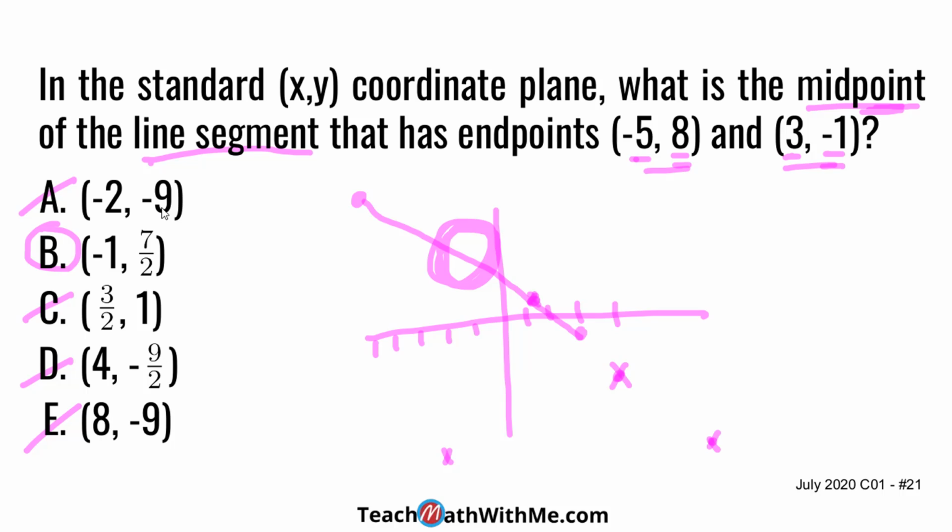So really the only one that could possibly make sense is the point -1, 7/2, which is 3.5. That would be, it's going to be up here. And so that again confirms that B is our answer choice. And that just provides you an alternative way to look for an answer to a question like this.